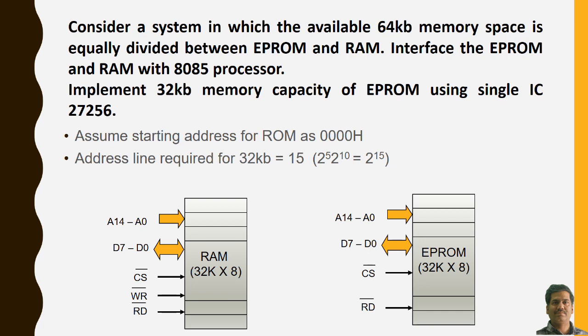The address lines required for 32 KB are 15, that is 2 to the power 5, 2 to the power 10, which results into 2 to the power 15. So n is equal to 15, number of address lines required are 15, A0 to A14, right? Whatever the data lines as well as the control signals that are to be interfaced to the RAM and EEPROM are shown in this particular figure.